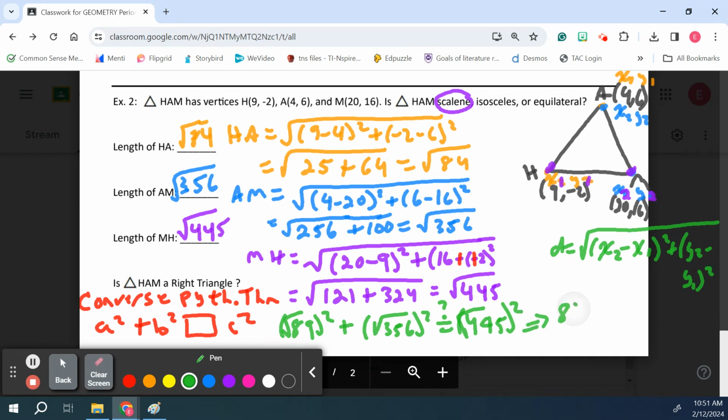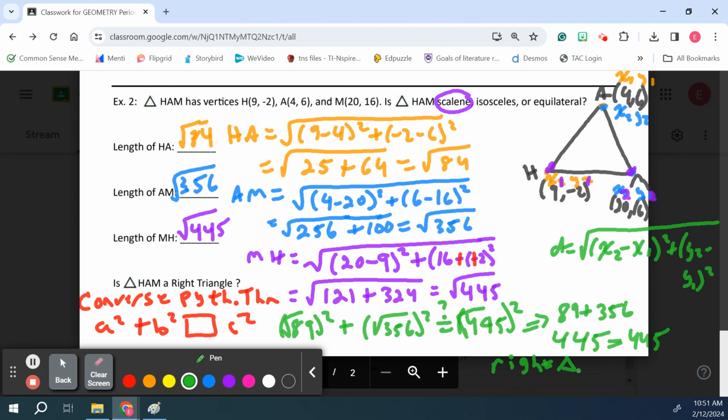This becomes 89 plus 356. What is 89 plus 356? Go. 445. So 445 equals 445. So yes, this is a right triangle. Okay. Questions on that?